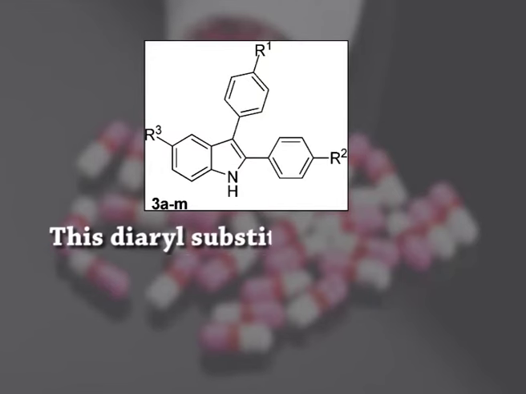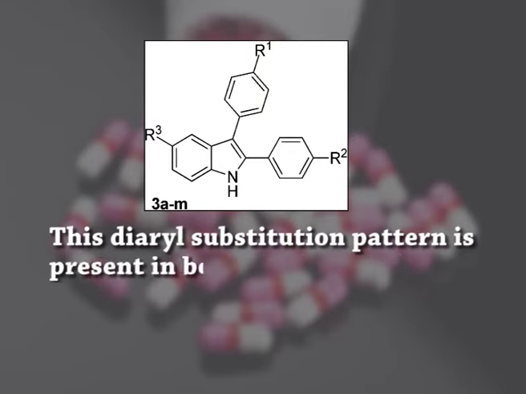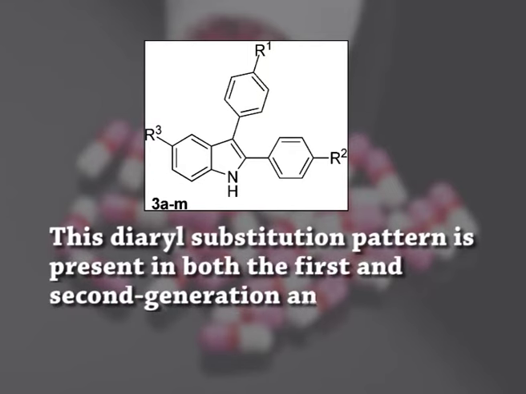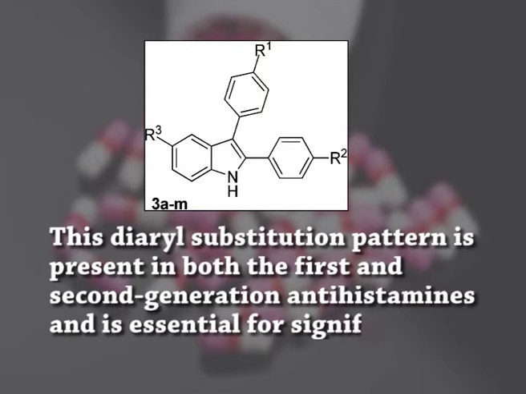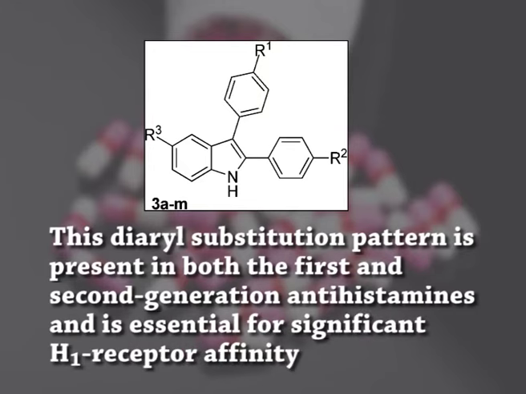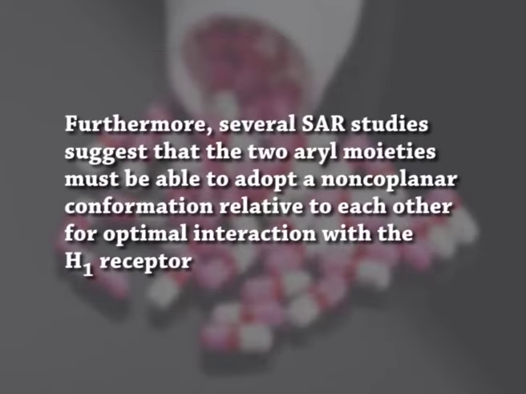This diaryl substitution pattern is present in both the first and second generation antihistamines and is essential for significant H1 receptor affinity. Furthermore, several SAR studies suggest that the two aryl moieties must be able to adopt a non-coplanar conformation relative to each other for optimal interaction with the H1 receptor.